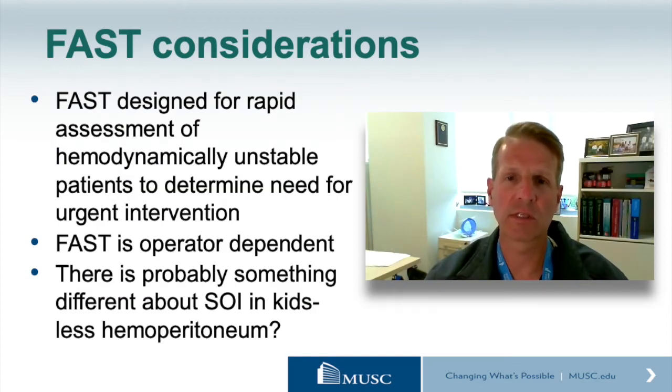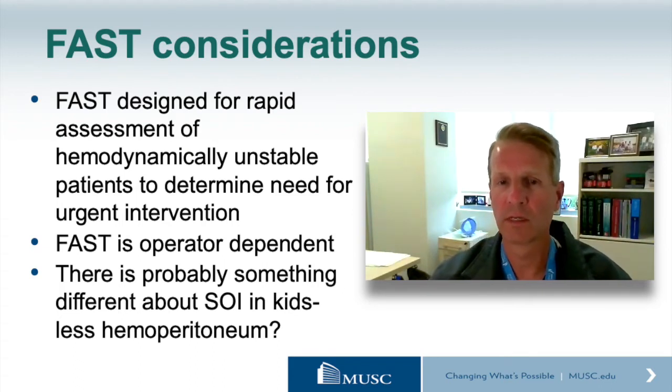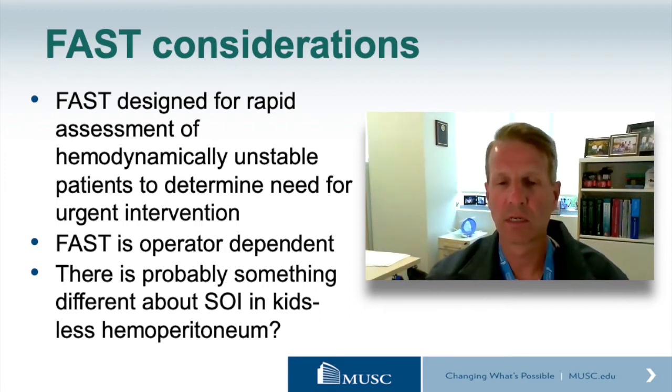FAST was initially designed for rapid assessment of hemodynamically unstable patients to determine the need for urgent intervention. It was not originally designed to determine who could safely avoid CT. We all know FAST is operator dependent. And then based on many studies in peds showing worse sensitivity of FAST for solid organ injury, I wonder if there's something different in kids.